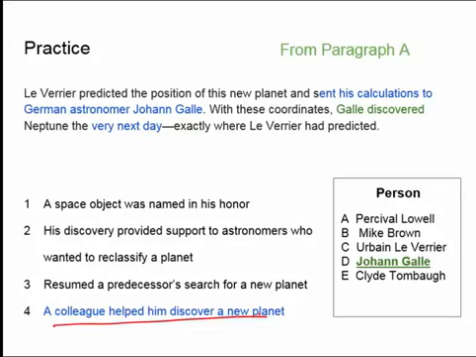Okay, so the correct answer here is Gall, and we see from the question stem, a colleague helped him discover a new planet. Okay, so that works for Gall because he was helped by Leverrier, who sent him his calculations, and those calculations helped him to discover a new planet.